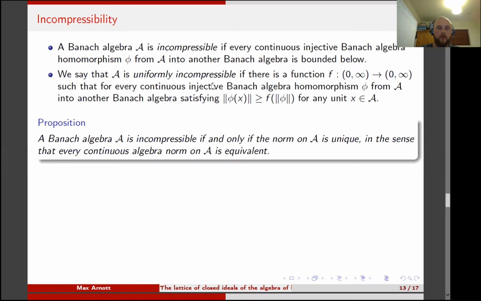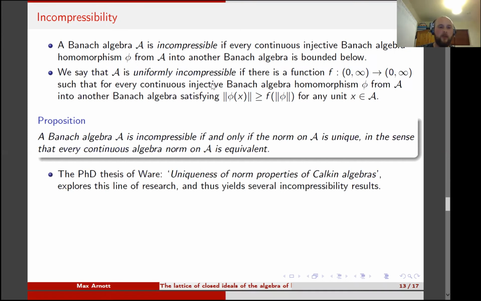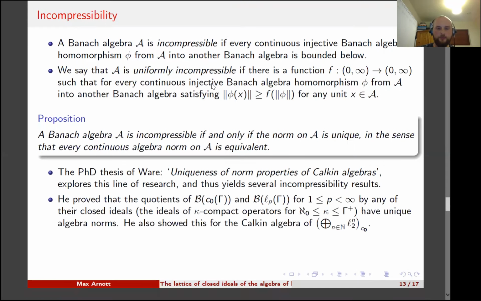So here's a proposition from that Bill Johnson talk. A Banach algebra is incompressible if and only if the norm is unique, in the sense that every continuous algebra norm is equivalent. And this gives another place where this was studied before, the PhD thesis of Griff Ware. This is all about uniqueness of norm properties of Calkin algebras. It explores this line of research, and that's what gives a lot of incompressibility results, so it gives ones that are useful for us.